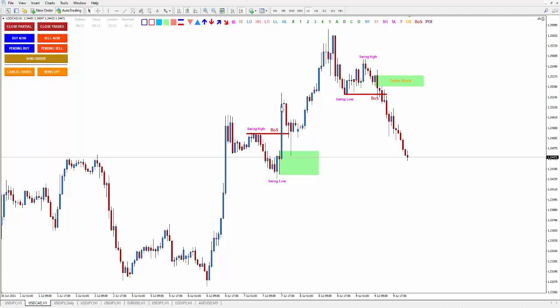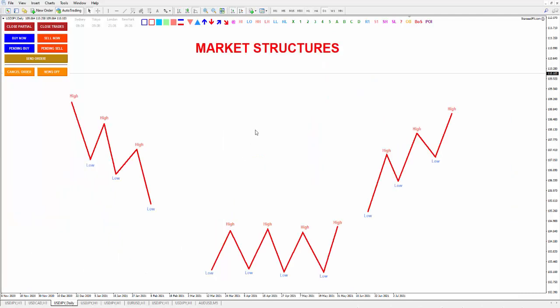Alright, now let's continue. We all know there are different types of market structures, which is a downtrend market, a sideways market, and an uptrend market. The market never moves straight away like this in a downtrend, or never moves straight like this in a sideways, or just straight going up like this in an uptrend. The market always moves like a wave.